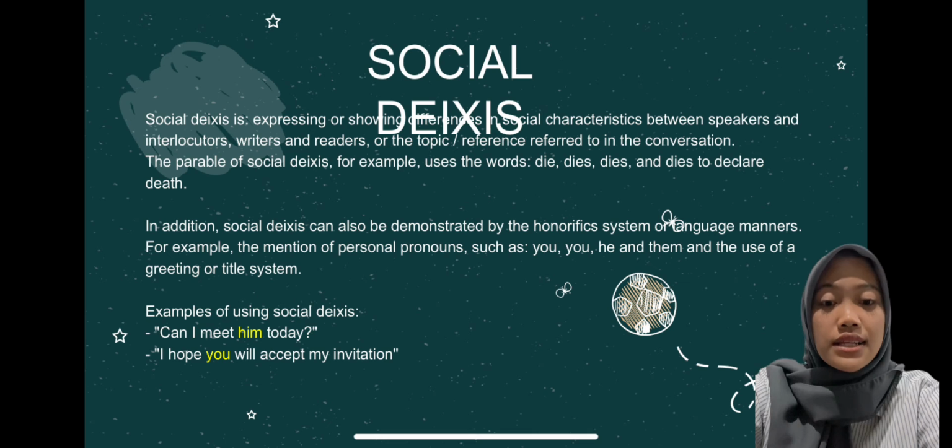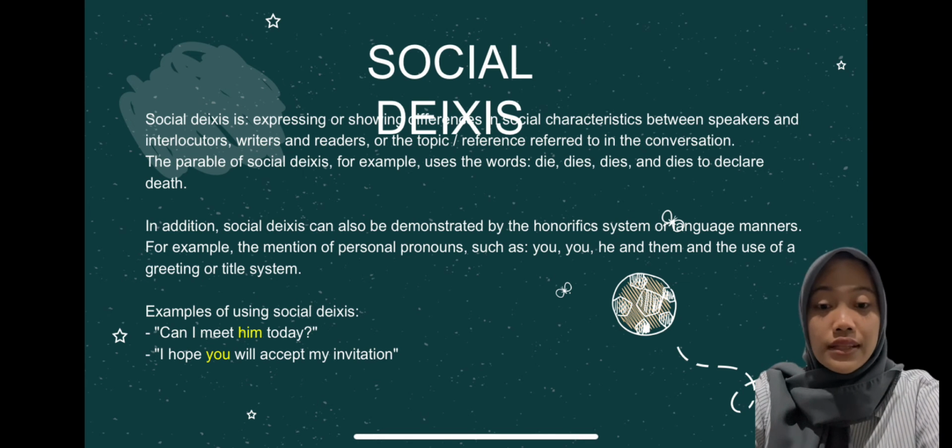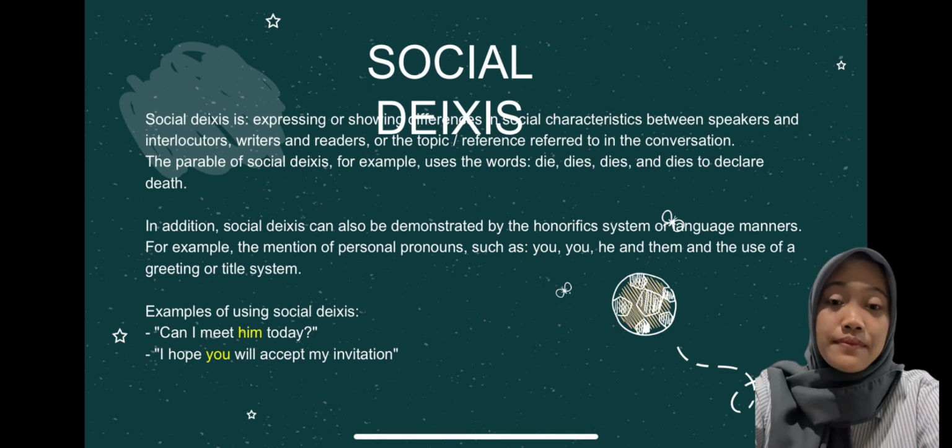In addition, social deixis can also be demonstrated by the honorific system or language manners. For example, the mention of personal pronouns such as you, he, and them, and the use of a greeting or title system. Example of using social deixis: can I see mom today? So the second: I hope you will accept my invitation.